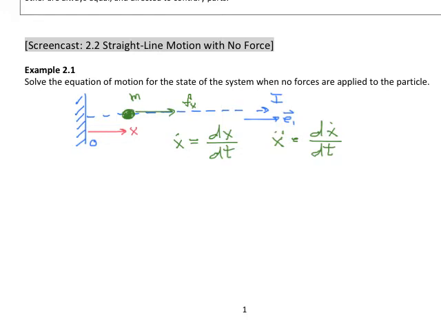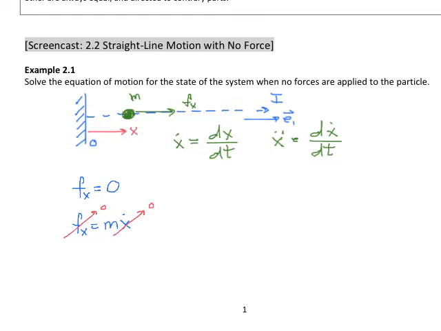Now, in example 2.1, we're going to solve the equation of motion for the state of the system. That's going to be the position and the speed. Recall what the definition of state is when there are no forces applied to the particle. So this means that Fx, our force applied to the particle, is equal to 0. There are no forces. So when we apply this to Newton's second law, our equation is Fx is equal to m times its acceleration, x double dot. And if our force is equal to 0, then our x double dot is equal to 0.